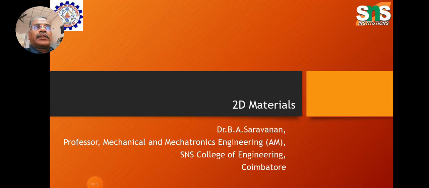In this series, we are seeing aluminum composites, particularly on MXene. Okay, MXene material we are going to discuss. That MXene comes under 2D materials.